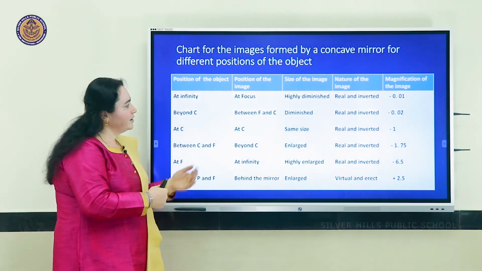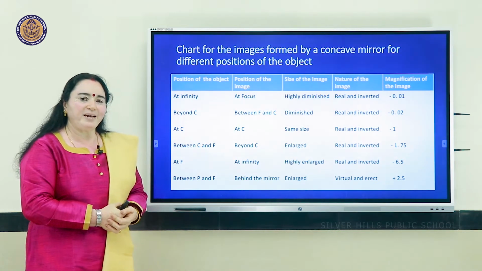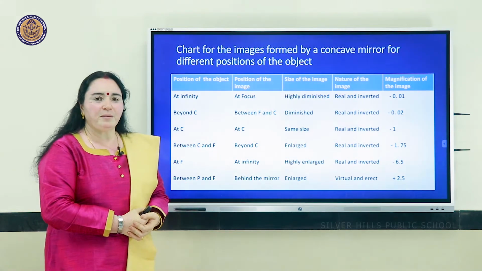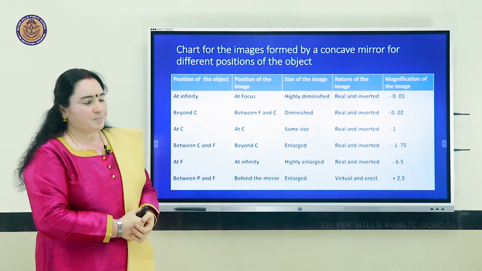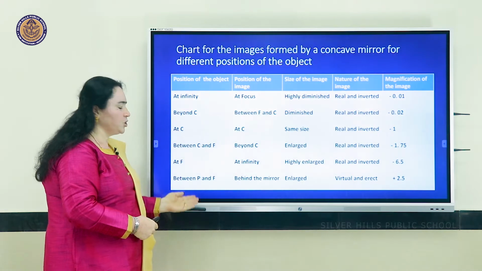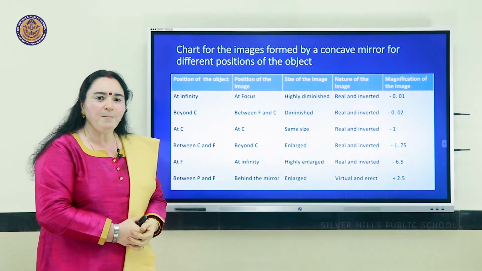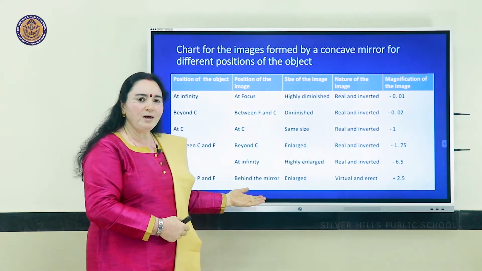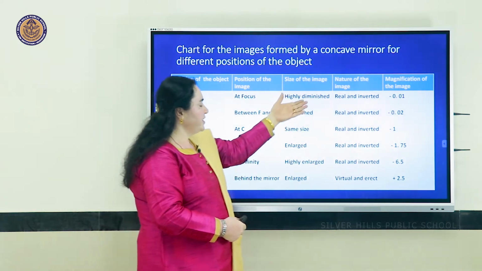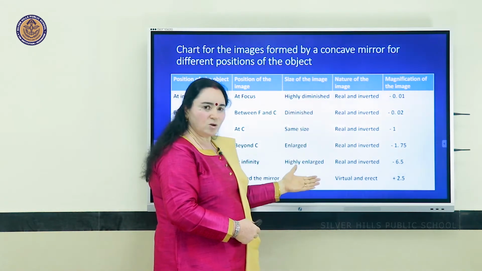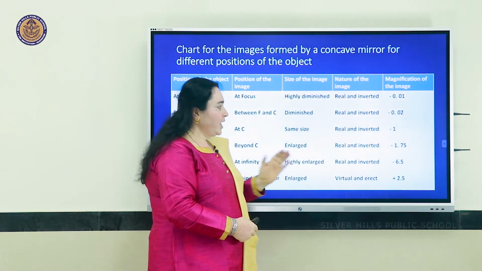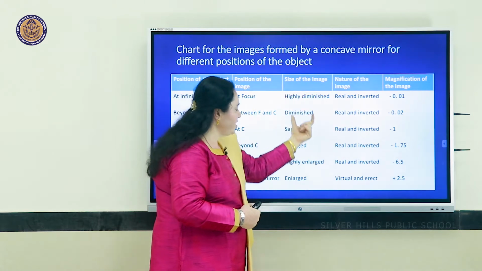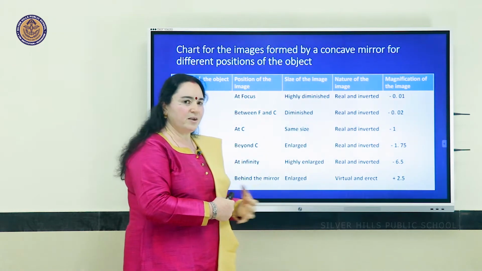Now, check the small chart that we made last time for the image formation of spherical mirrors, concave mirror. These are the different positions at which we have placed the object, and these are the positions at which we found the images. And these are the sizes of the images formed. Here, when we are talking about magnification, the size is what we are going to be discussing.